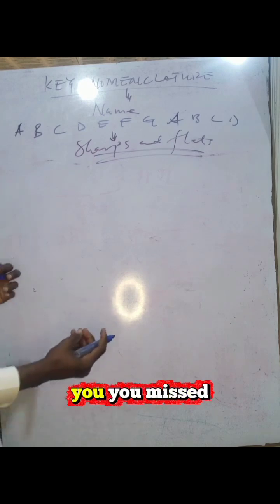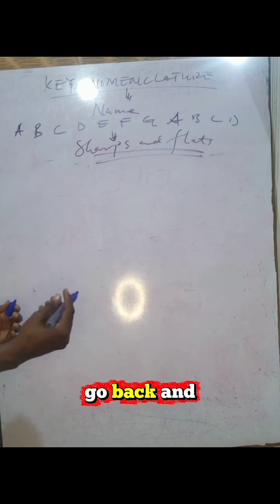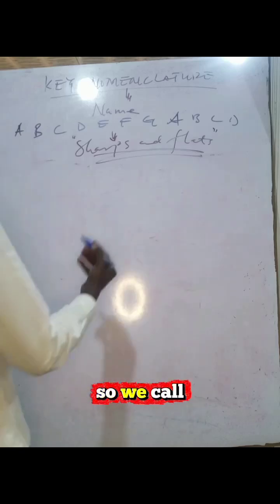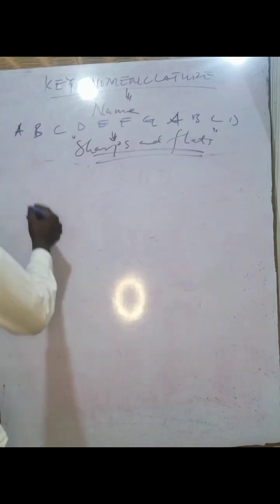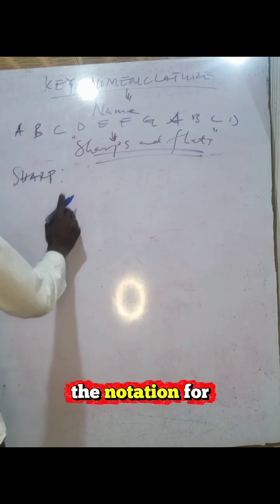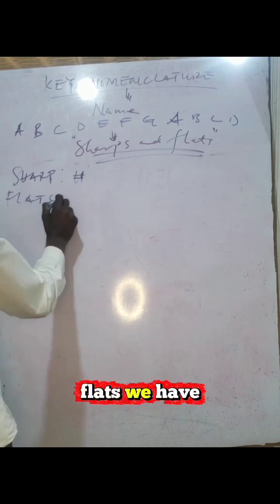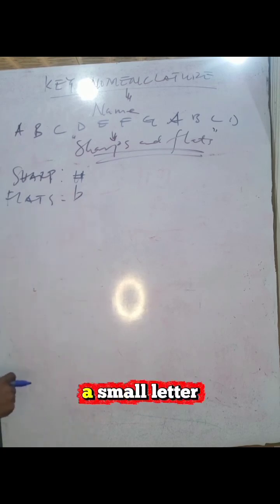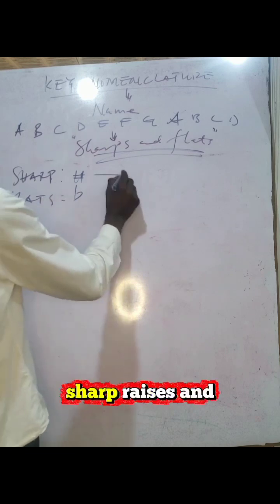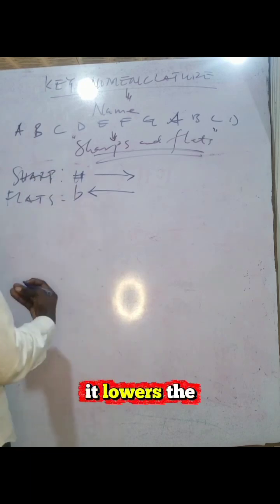In case you missed the last lesson, make sure you go back and watch it. We introduced you to sharps, flats and naturals, which we call accidentals. I gave you the notation for sharp, which is like a naira sign, while for flats we have a small letter b in its italics form. So sharp raises, and flat reduces, it lowers the sound.